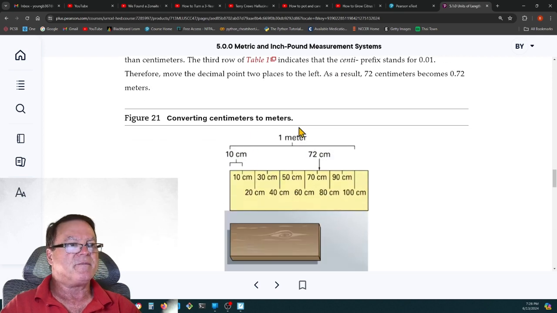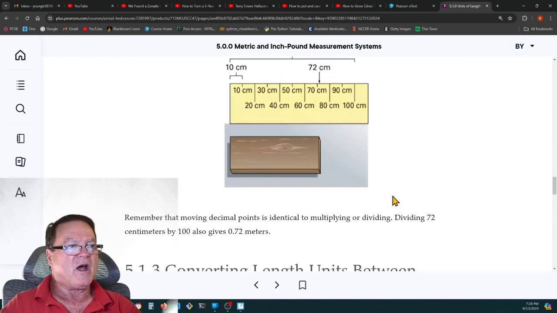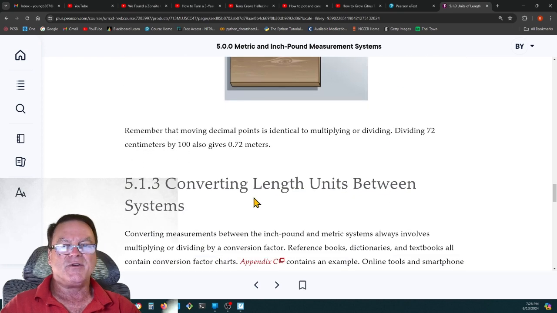Converting centimeters to meters. This is saying that there's 10 centimeters, 20, 30, 40, 50, 60, 70, 80, 90. There's 100 centimeters. That is 1 meter. A centimeter is 1/100th of a meter. So there are 100 centimeters in a meter.